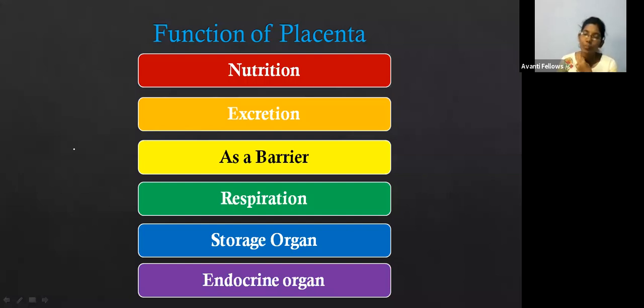Okay, next is that respiration of the baby can also take place with the help of the placenta. If the mother is taking oxygen in, that oxygen can also reach the baby through the placenta, and the baby is going to exhale carbon dioxide. That carbon dioxide will reach the mother again through the placenta. And have you heard about stem cells? Did you hear about the stem cells?